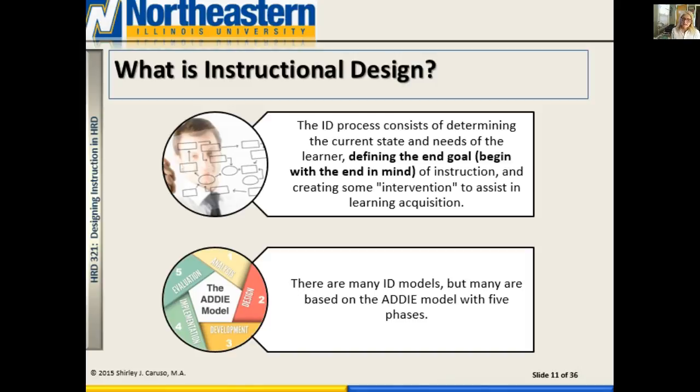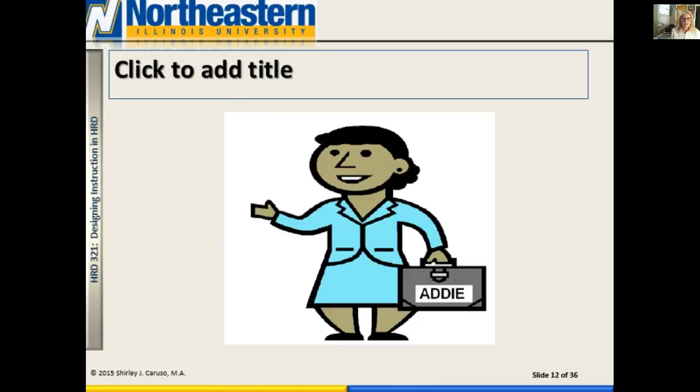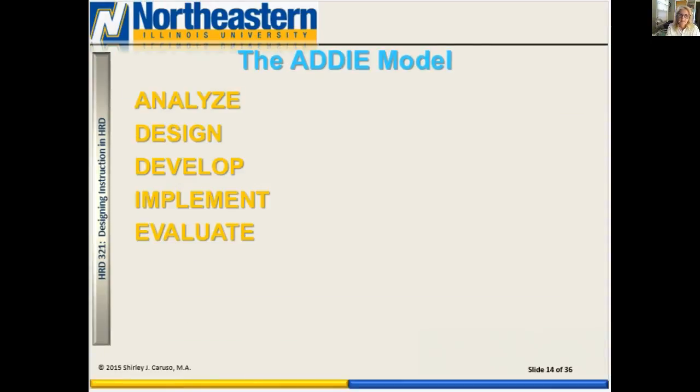There are many ID models, but I'm sure you are most familiar with the ADDIE model of instructional design and its 5 phases. So here she is, here's ADDIE, and she's come to save the day because she is equipped with those 5 phases of instructional design to help assure that you create a training that is effective, efficient, and appealing. The ADDIE model: analyze, design, develop, implement, and evaluate.